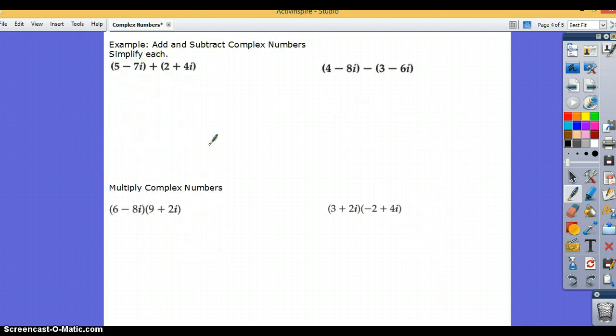All right, so let's go into the operations. The operations work very similar to what they do with real numbers. So if I'm adding, okay, so this is really what? 5 plus 2, which is 7, right? And here, this is what? Negative 7i plus 4i. Well, negative 7 plus 4 is negative 3i.